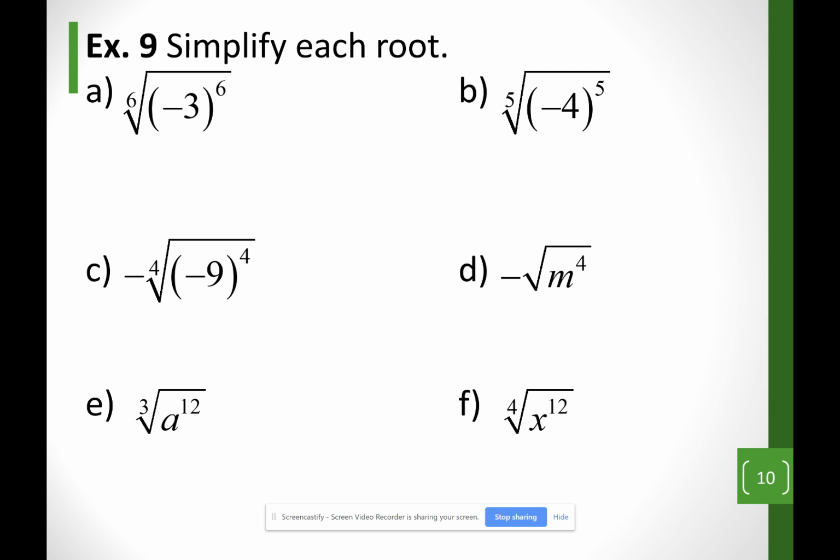Here, to simplify each square root, the squared and the square root are the same thing, so they're going to cancel each other out. But because my exponent is an even number, make the inside positive. So my answer here will be 3. For example B, the fifth root and 5 are going to cancel out. Because my exponent is an odd number, do not make the inside positive. I'm just going to say my answer here is negative 4.